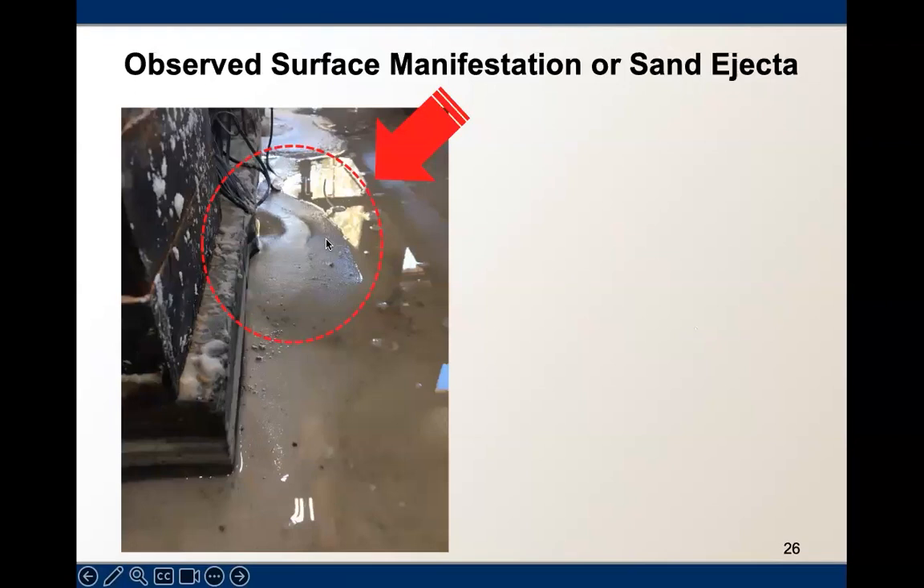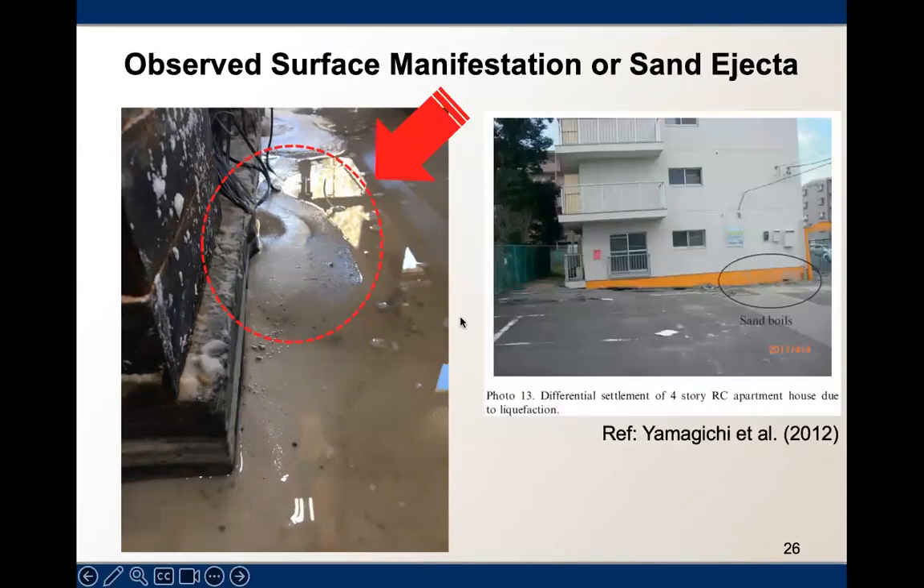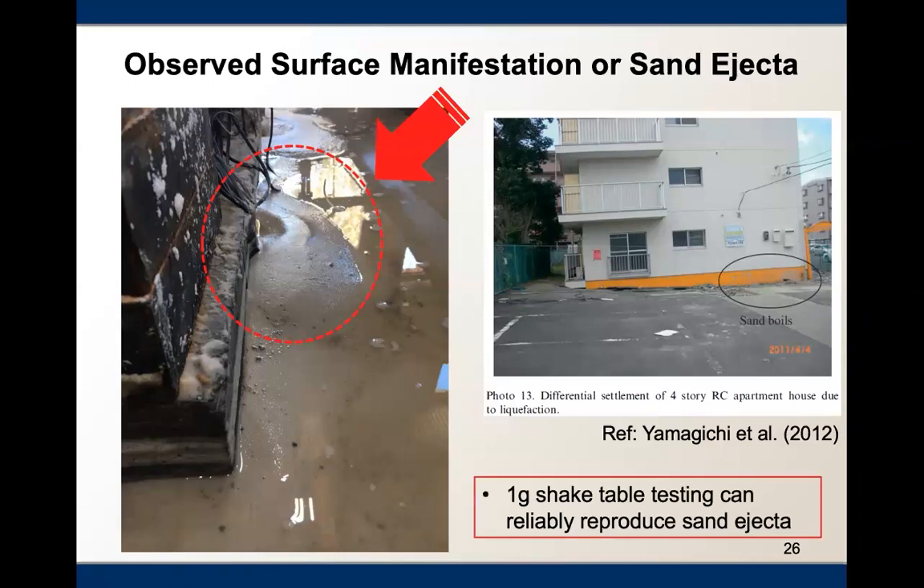This is a picture of that surface manifestation, or sand ejecta, that you saw in the video as well. It was very important for us to clearly show that we were able to reproduce that, because if you recall, one of the controlling mechanisms of this phenomenon is sand ejecta. This was especially important because some of the previous experimental work in this area was not able to reproduce sand ejecta, but we have proven at multiple scales that we can easily reproduce it.